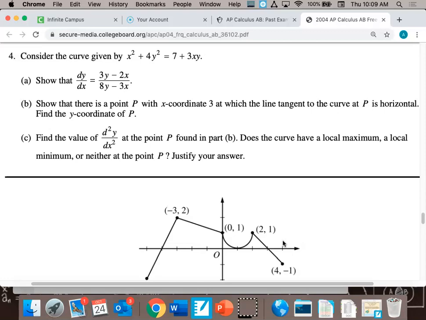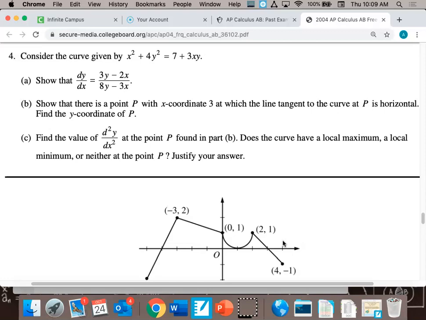If they give it to you, always use what they give you. If you don't match, please don't use your answer. Use theirs, because theirs is probably right. So you do part A, a little implicit differentiation. Part B, you have to show that the tangent line is horizontal at x equals 3 and find the y value at that point. And then part C, find the second derivative.